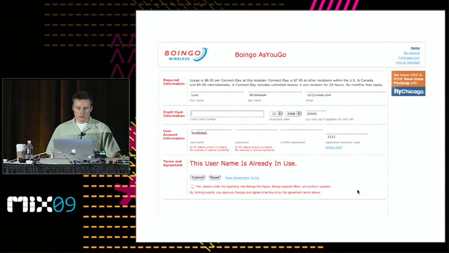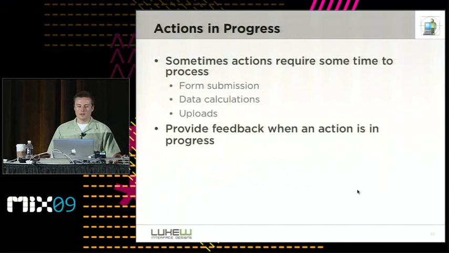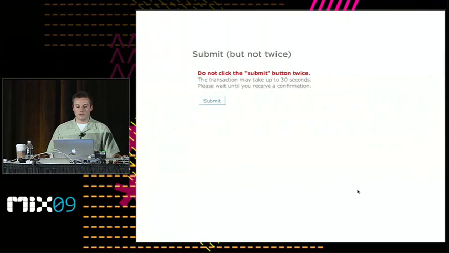Okay, what else is wrong here? Sometimes things take a while, like credit card authorization. And so in that case, we might want to deal with actions in progress. In particular, what we want to do is just give people feedback about what's going on. What we don't want to do is this. Anybody see this out there?